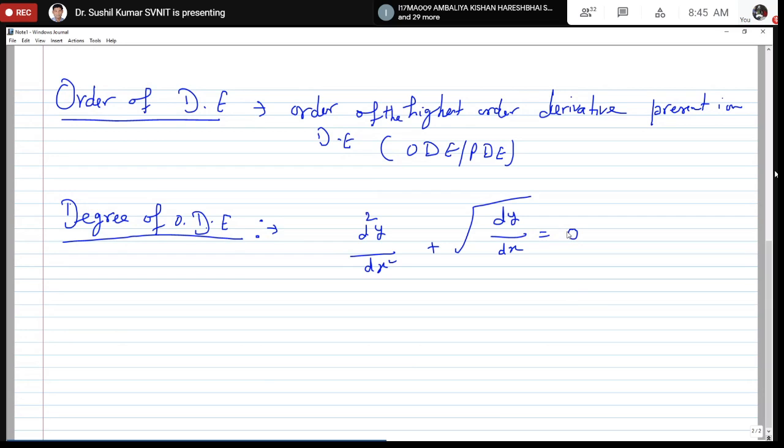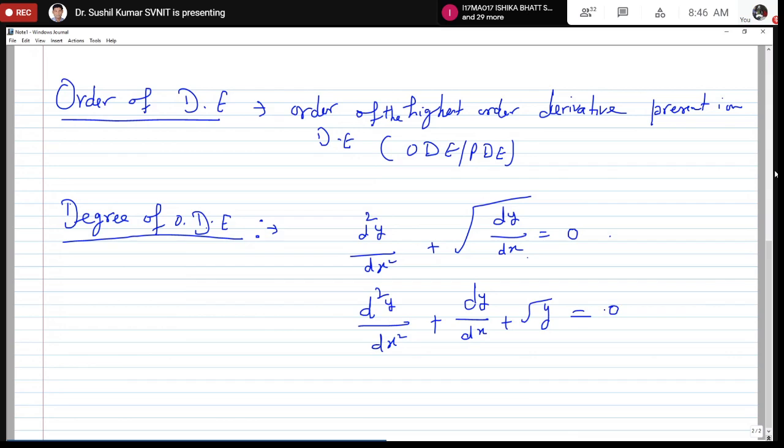1. So the equation should be represented in polynomial form. So we need to remove fractional parts, fractional powers. Okay. So let me write another equation: d2y over dx square plus dy over dx plus root y equal to 0. Now, what is the degree of this equation?